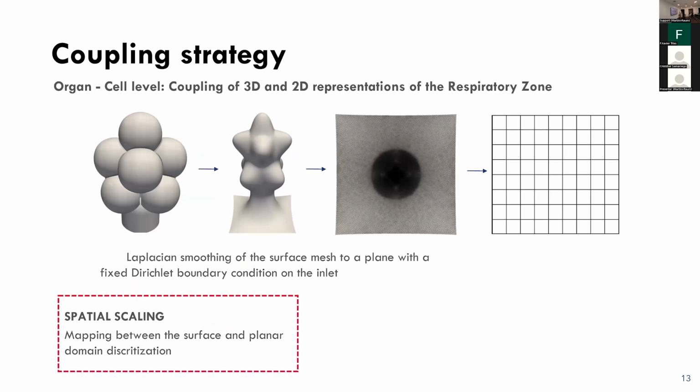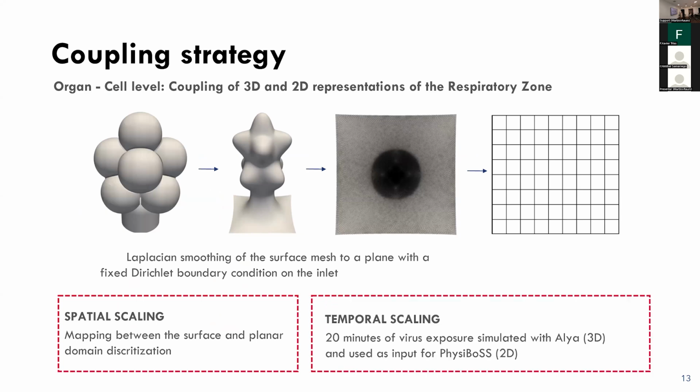So in this case, spatial scaling is needed and was fixed with this Laplacian smoothing of the surface, considering a Dirichlet condition on the boundaries in the inlet. And regarding the temporal scale, which is another important task to fix here, as I showed you before, our cycle is 4 seconds, while to simulate the evolution of cells, you need at least 20 minutes to see what is happening. So in this case, 20 minutes of virus exposure simulated with ALYA was used as an input for PhysiCell.